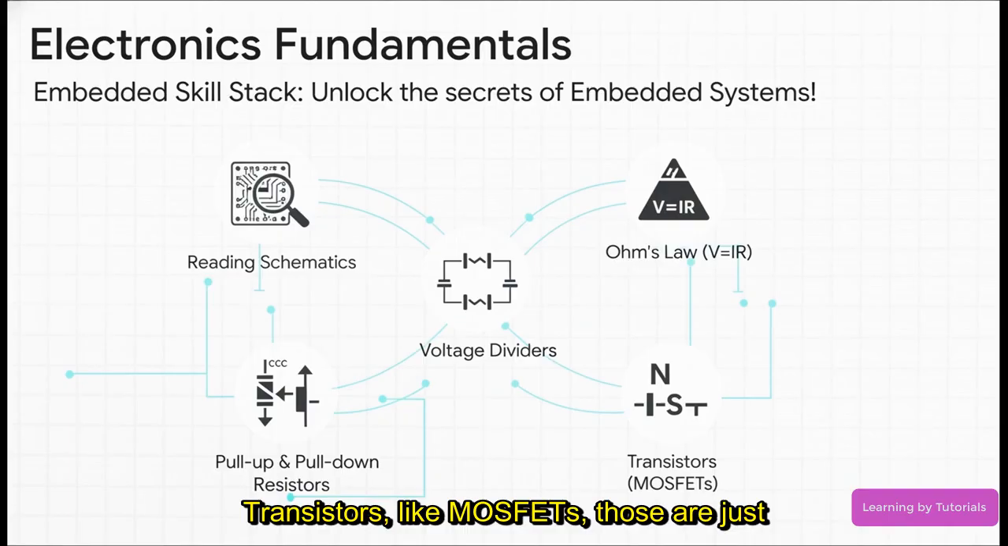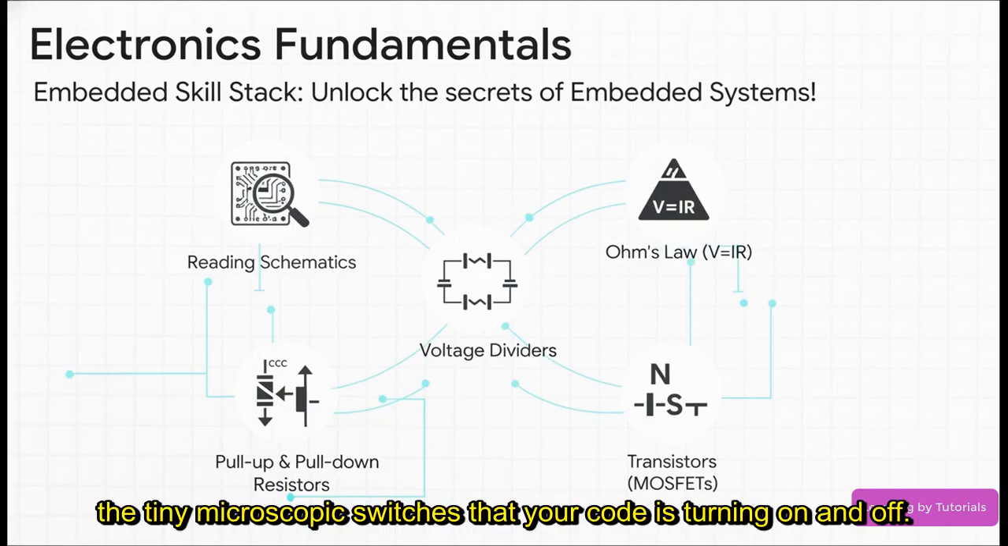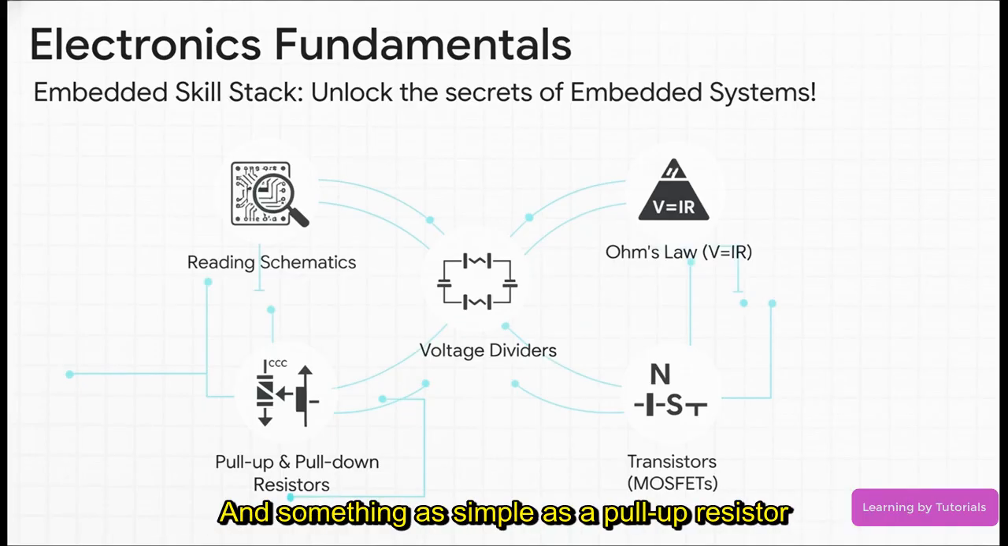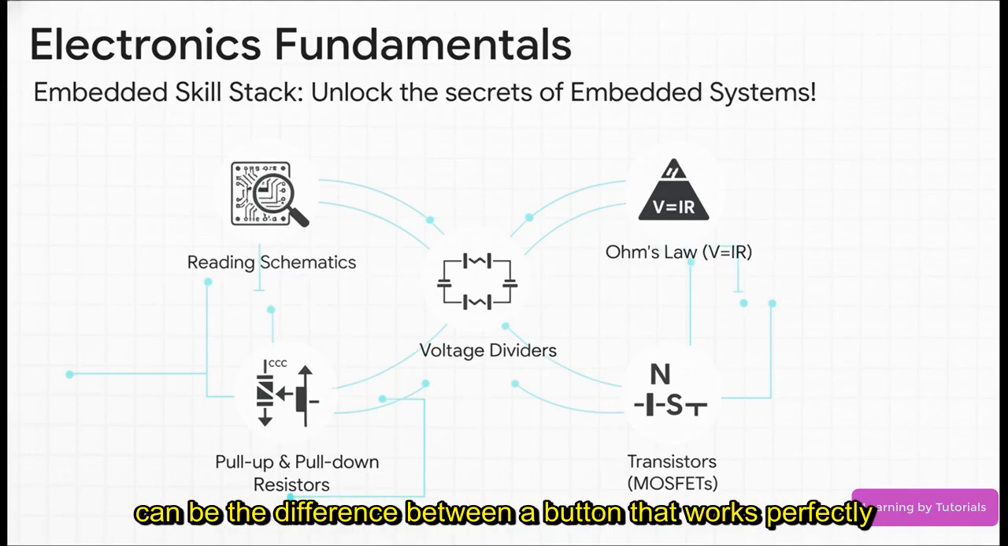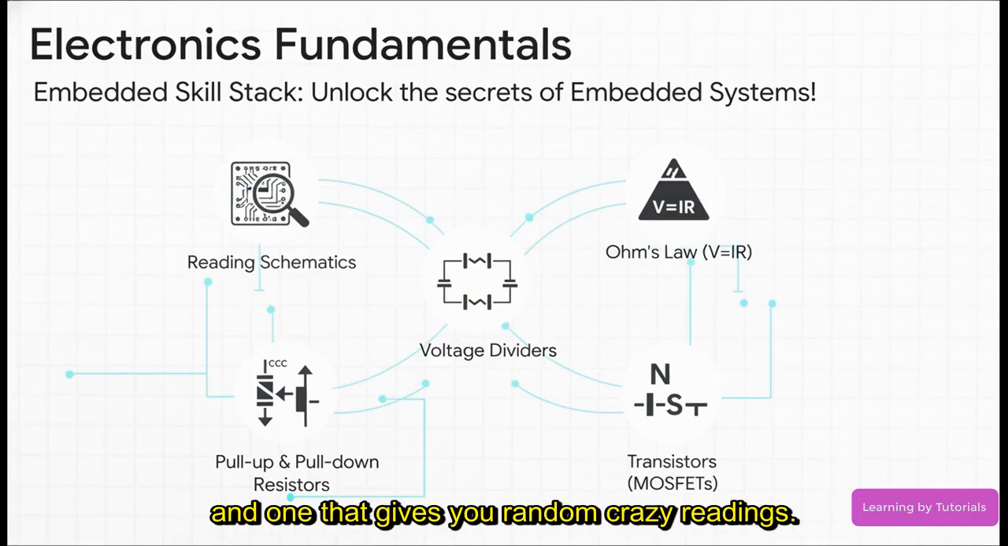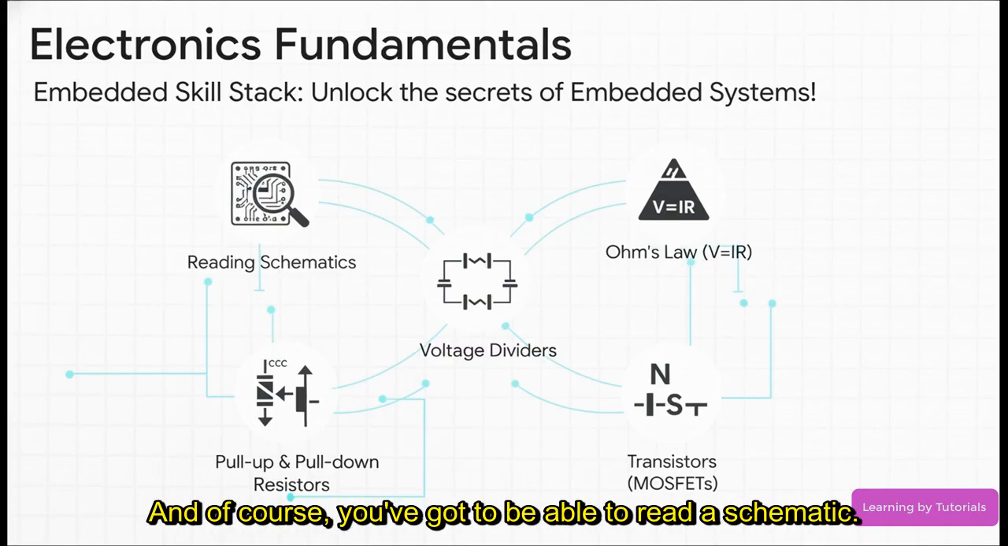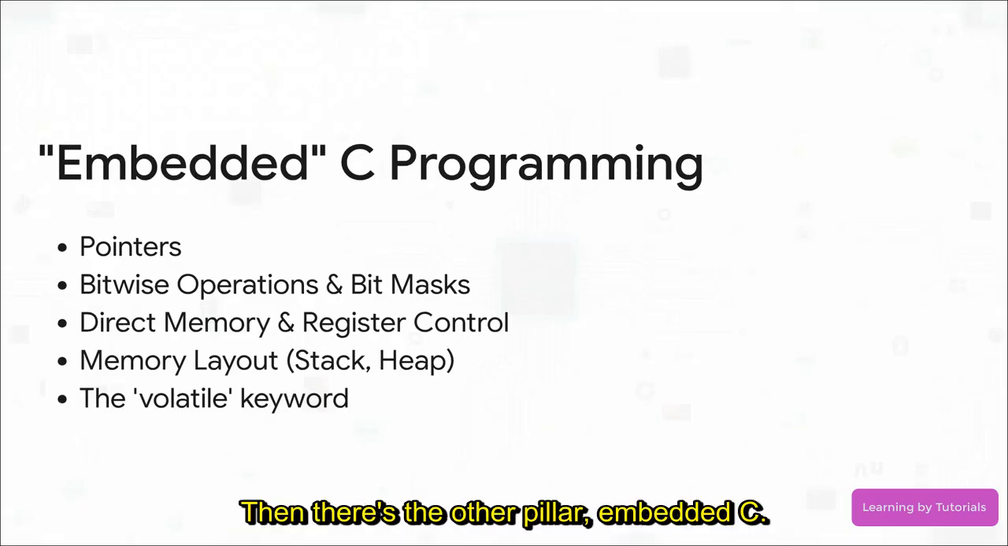Transistors, like MOSFETs, those are just the tiny microscopic switches that your code is turning on and off. And something as simple as a pull-up resistor can be the difference between a button that works perfectly and one that gives you random crazy readings. And of course, you've got to be able to read a schematic. That's your map. Then there's the other pillar, embedded C.